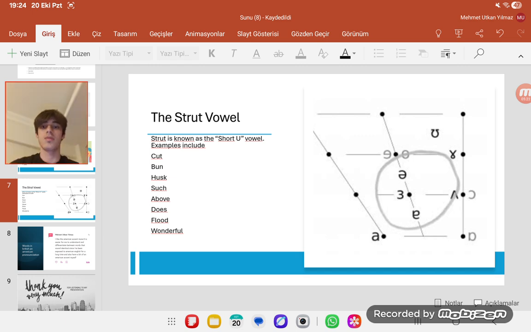The strut vowel. Strut is known as the short U vowel. Examples include cut, bun, husk, such, above, thus, flood, and wonderful. You can think of it as a short U, as said here.